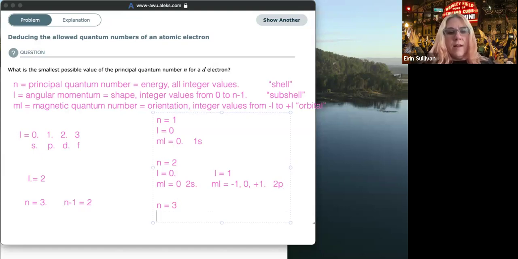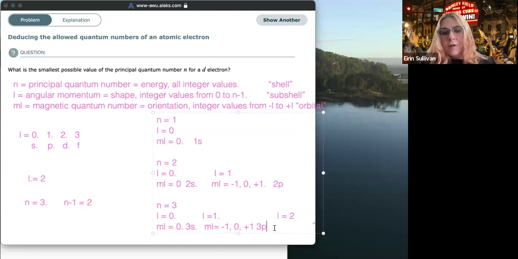So for n equals 3, now the maximum value of L is going to be 2, because remember the maximum value for L is n minus 1. So L equals 0, L equals 1, and we now have the possibility of L equals 2. Okay, so for L equals 0, the only allowable value of ML is 0, so that would be my 3s orbital. For L equals 1, ML can go between minus 1, 0, and plus 1, so there's 3 possible values of ML, which is telling me there are 3 3p orbitals. So it's 3 times the 3p orbital.